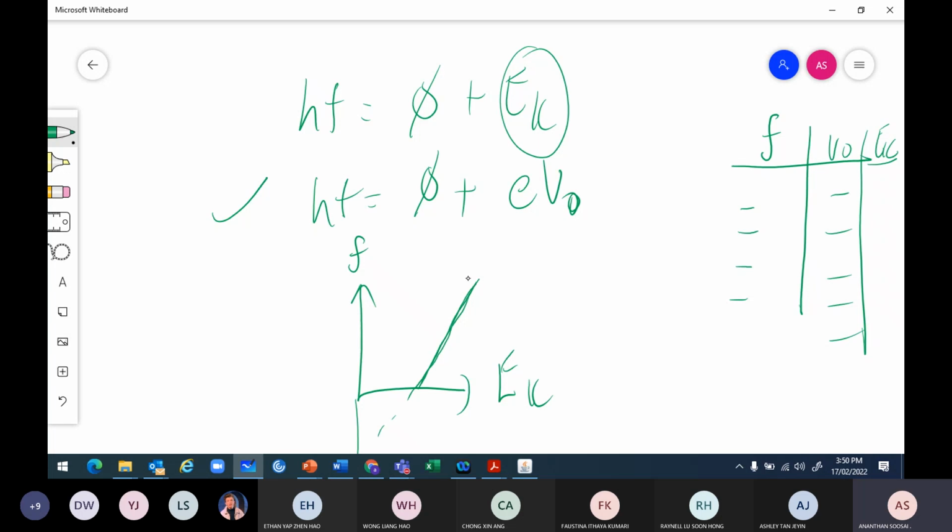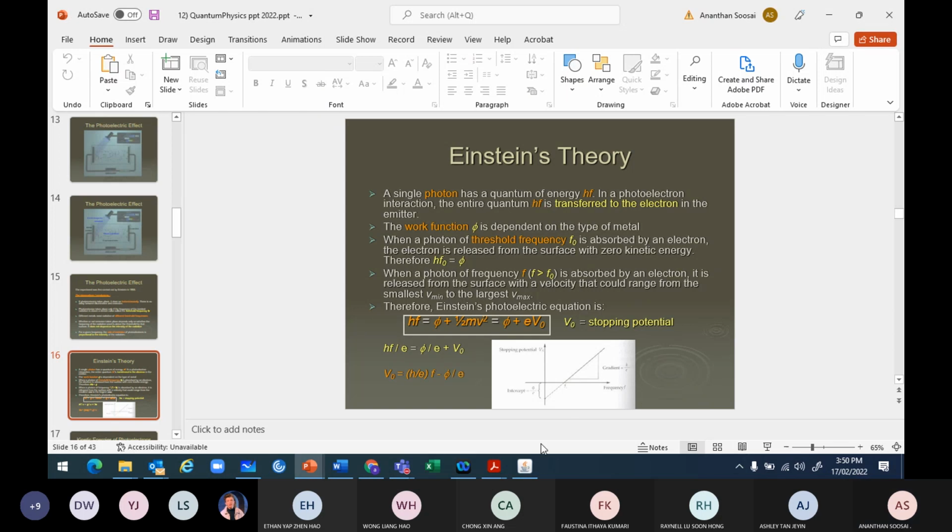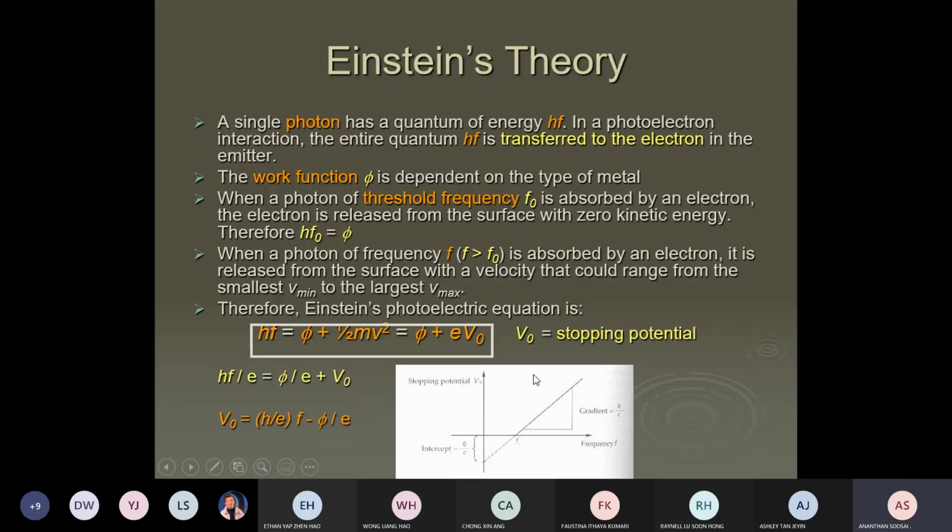So the first time Millikan did the experiment, he found that the graph plotted, this is the graph plotted.